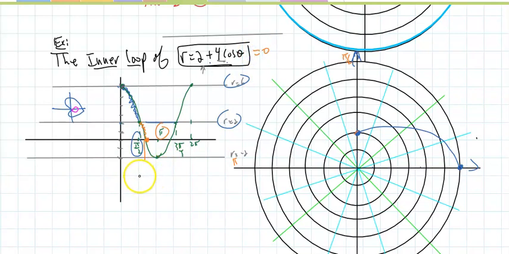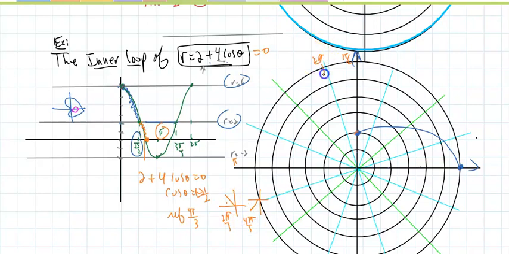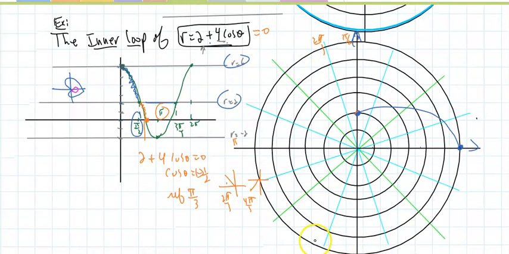Where does 2 plus 4 cosine of theta equal 0? That's when the cosine of theta equals -1/2. The reference angle is pi over 3. Again, look at the previous problem and look at the triangle. And where's cosine negative? In quadrant 2 and in quadrant 3. That's 2 pi over 3 and 4 pi over 3. I got it. So this hits 0 by the time you hit that angle.